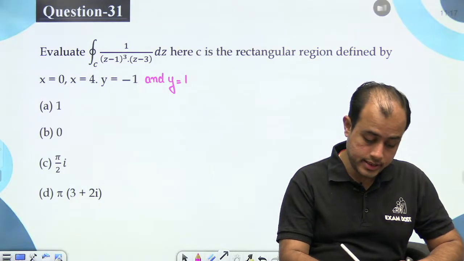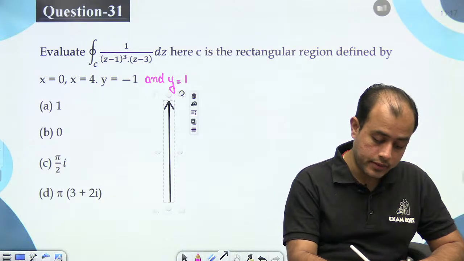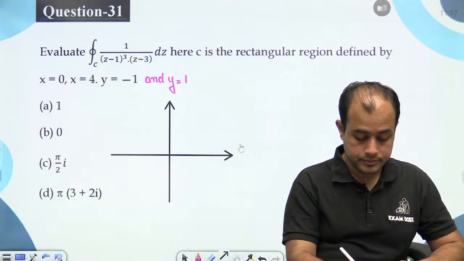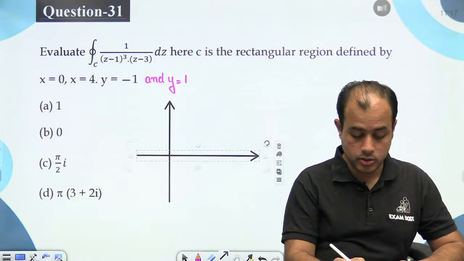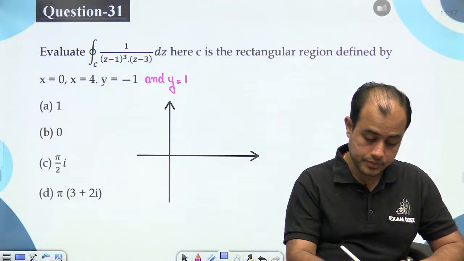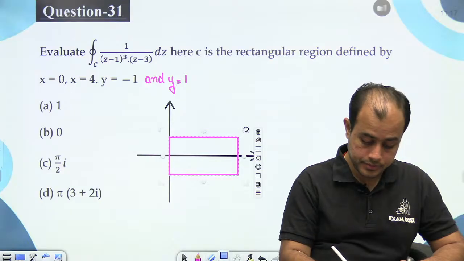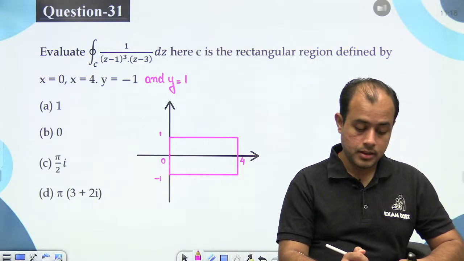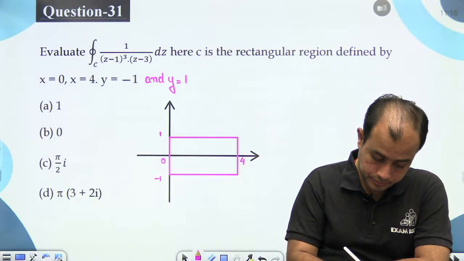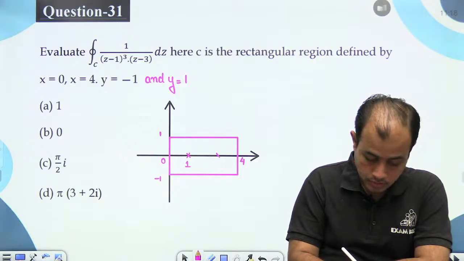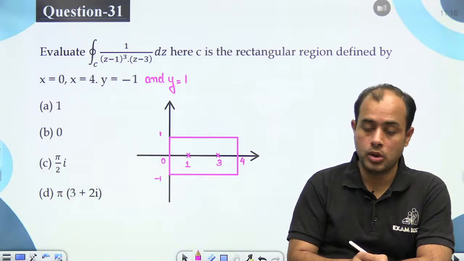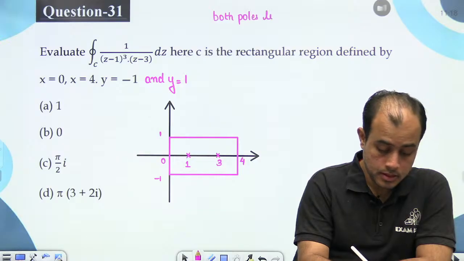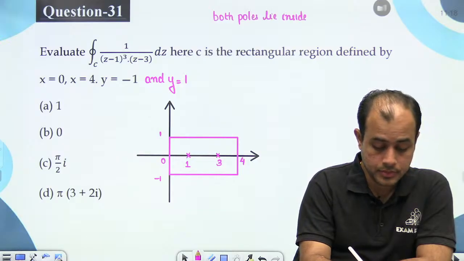The rectangular region is, if the orientation is not given, always assume that the region is anti-clockwise. X is 0 and 4, Y is -1 and 1. It is like this. So z equal to 1 and 3, both poles lie inside the contour. Correct?